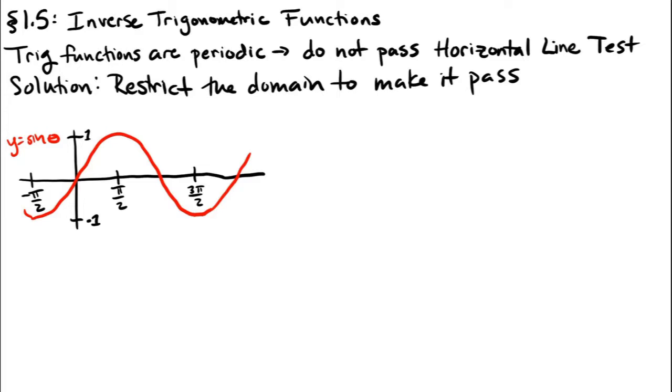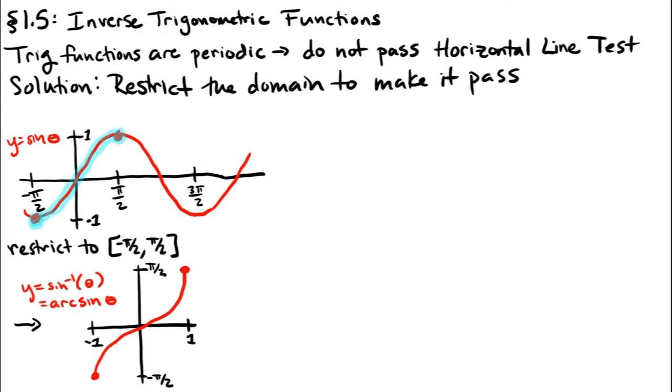So for sine theta, that means we're going to restrict ourselves to the interval from -π/2 to +π/2. Once we've restricted to this domain, the function passes the horizontal line test, and we can flip it over to get the graph of the inverse sine function.